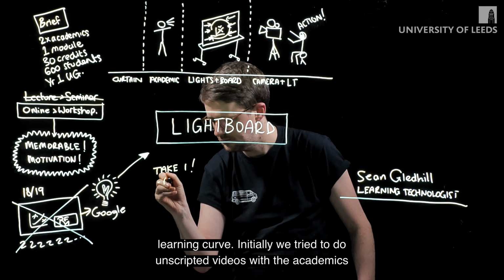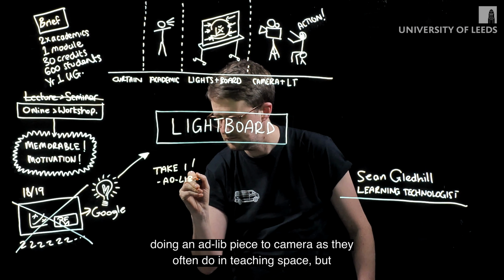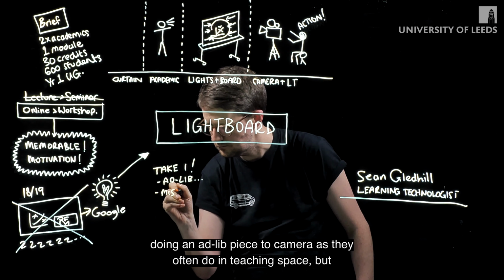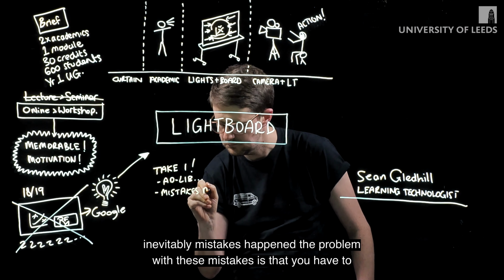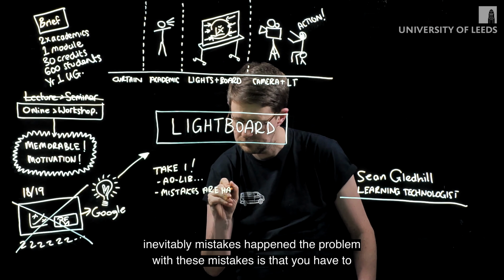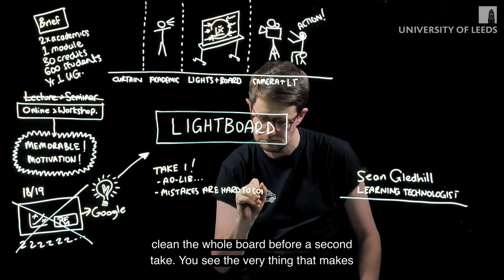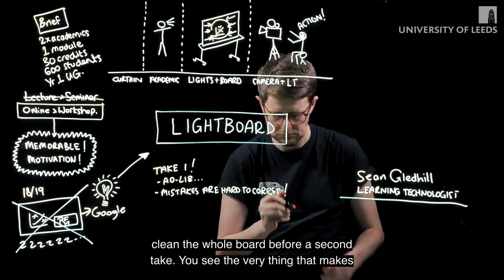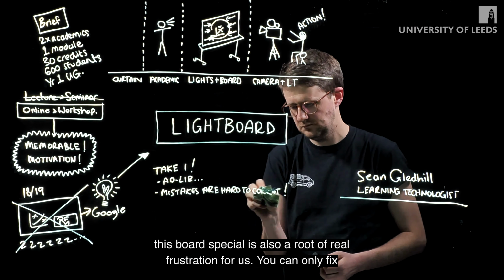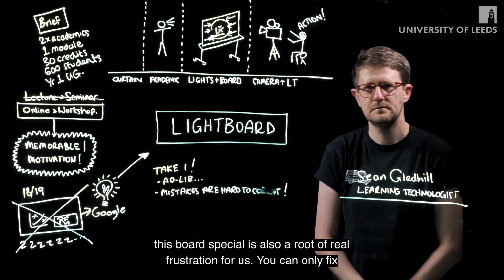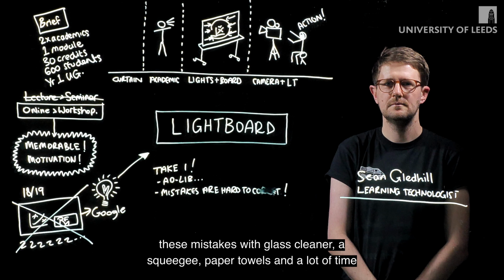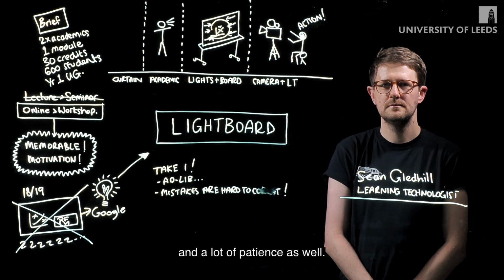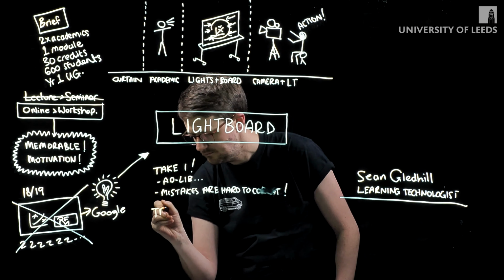So colleagues have taken to using the board extremely well, but it has been a learning curve. Initially, we tried to do unscripted videos with the academics doing an ad-lib piece to camera, as they often do in teaching space, but inevitably mistakes happened. The problem with these mistakes is that you have to clean the whole board before a second take. You see, the very thing that makes this board special is also a root of real frustration for us. You can only fix these mistakes with glass cleaner, a squeegee, paper towels, and a lot of time and a lot of patience as well.